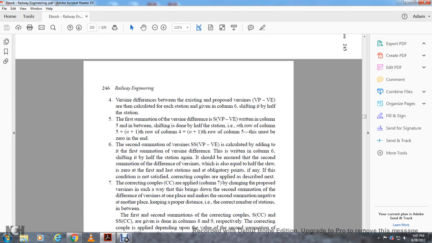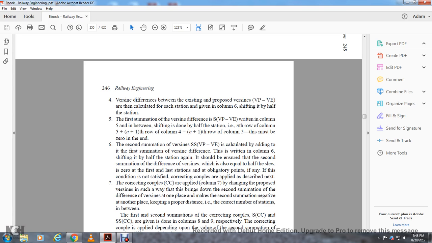Next, the differences between the existing and proposed versines, VP minus VE, are calculated for each station and given in column 6, shifting by half of the station. The first summation of the versine difference, the sum of VP minus VE, is in column 5. The shifting is done between half of the station, and the nth row of column 5 plus the n plus 1 row of column 4 plus the n plus 1 row of column 5, and this must be 0. The second summation, the sum of the sum of VP minus VE, is calculated by adding the versine differences with column 6, shifting by half of the station again. It should be ensured that for the second summation, the difference of versines is equal to half the slew, with 0 at the first and last stations, the obligatory points.